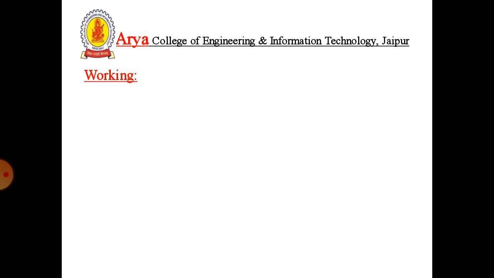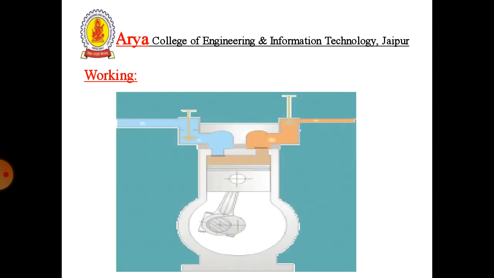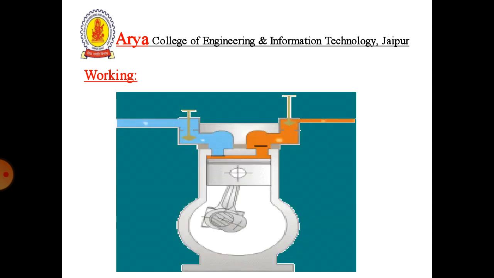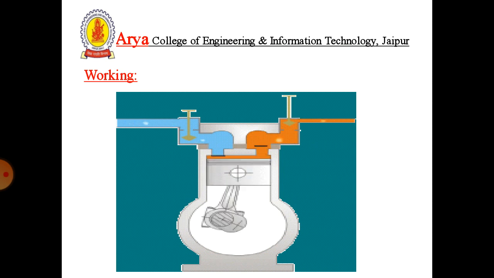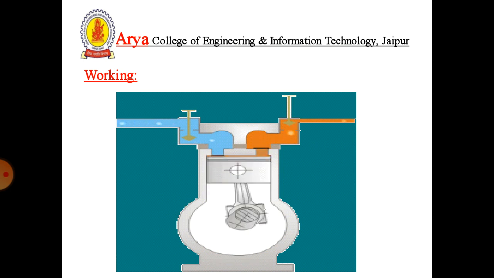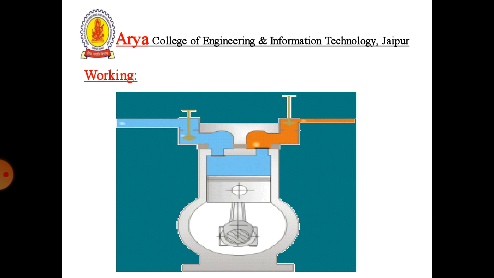Now, the working of the reciprocating compressor. The working of the reciprocating compressor can be seen in the animated diagram. At the left hand side we have the inlet intake with the valve or port, and at the right hand side we have the discharge valve or discharge port. The piston makes the reciprocating motion with the help of the crank.